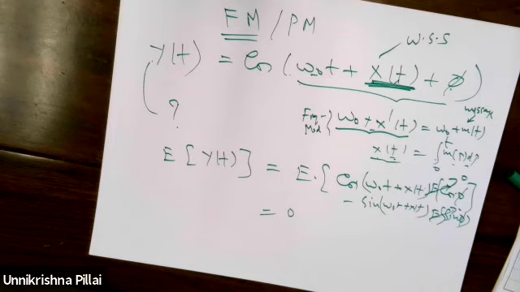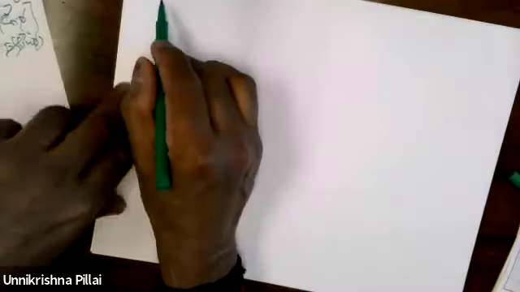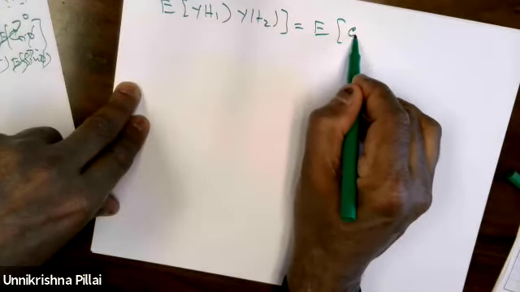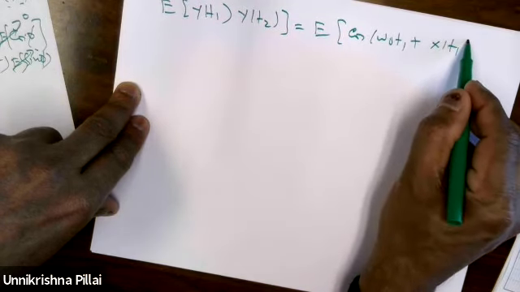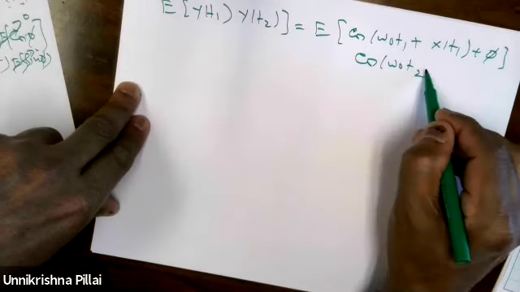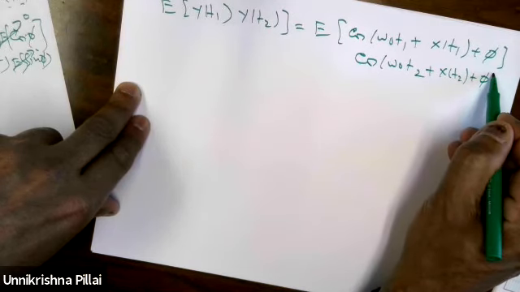So how about the autocorrelation function? Let's look at the autocorrelation function: expected value of y(t1) y(t2). Remember, everything is real here. So that's going to be the expected value of cosine of omega naught t1 plus x(t1) plus phi, multiplied by cosine of omega naught t2 plus x(t2) plus phi. You need to multiply these two.